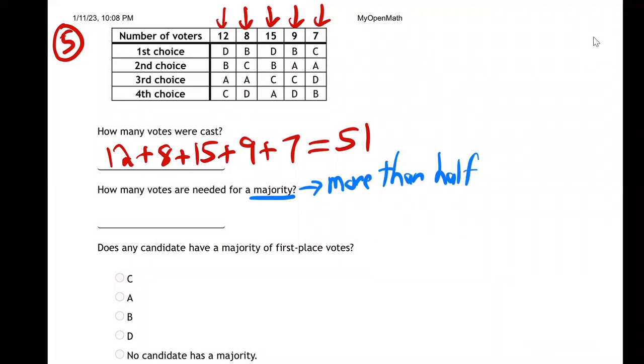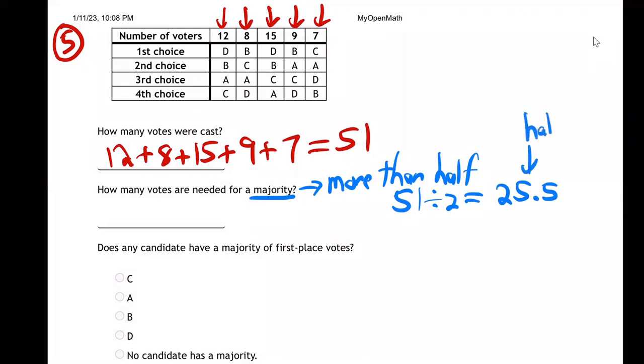Well, first I got to find half. So you got to take that 51 and divide it by 2 because that'll give you half, right? And we want more than half, so that'll first give us half. And what's that going to be? I think it's going to be 25.5. We do that in the calculator. 25.5. So that's exactly half right there.